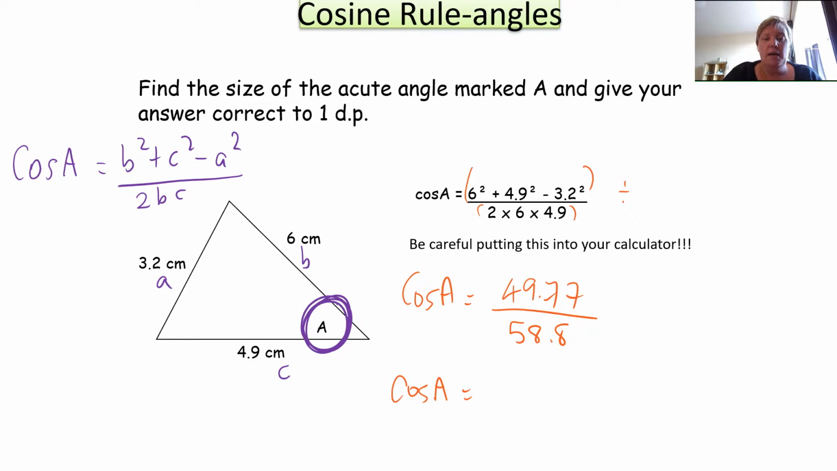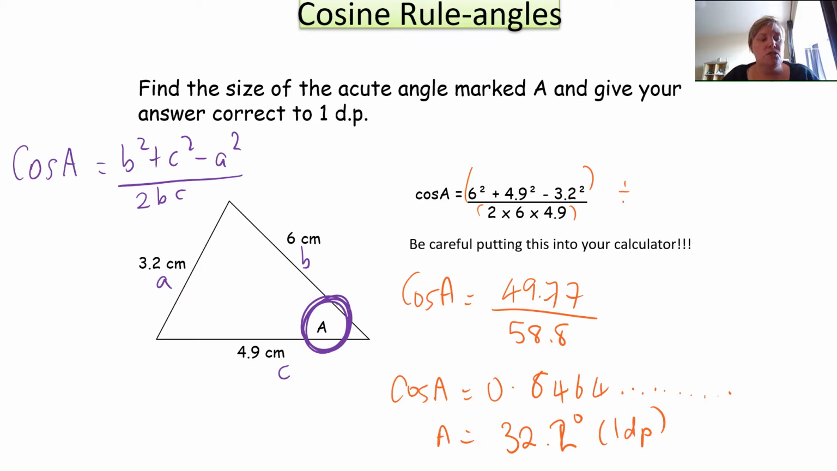and what I find out is that cos of A is equal to 0.8464 and so on. Okay, that is not the final answer. To get the final answer, I need to go shift cos and get it out of that angle ratio, and I'm going to find that angle A is 32.1, sorry, 32 degrees to 1 dp. Sorry about that. It's actually 32.174, and I just misread it.